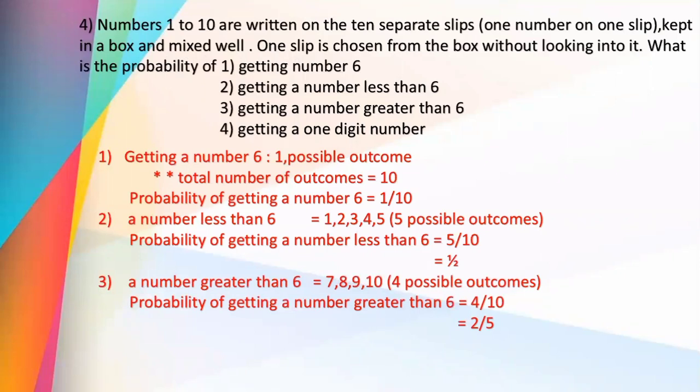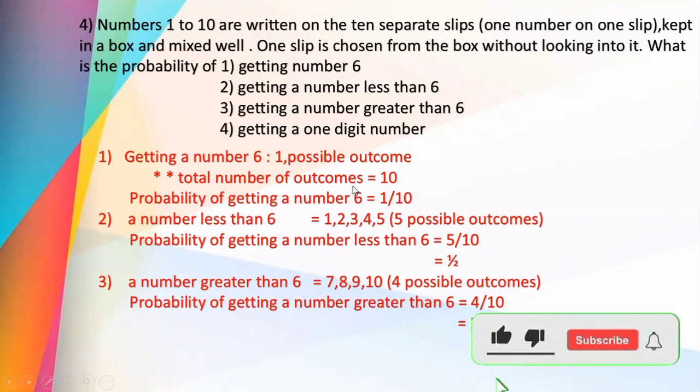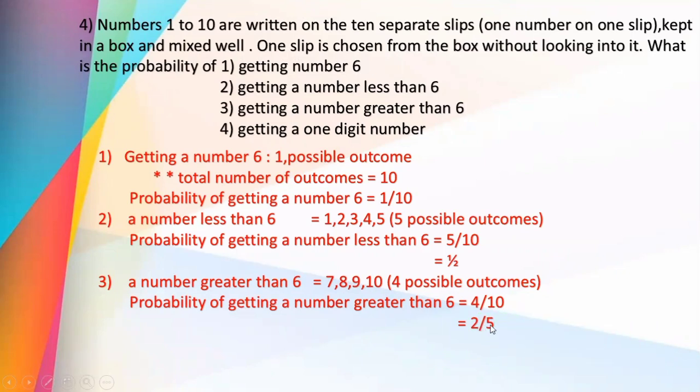Next, a number greater than 6. From 7 to 10 numbers we can take: 7, 8, 9, 10. 4 possible outcomes. Then probability of getting a number greater than 6: number of outcomes that make an event divided by total number of outcomes. That is 4 possible outcomes divided by 10. 4 by 10 we can simplify. 2 by 5 is the answer.